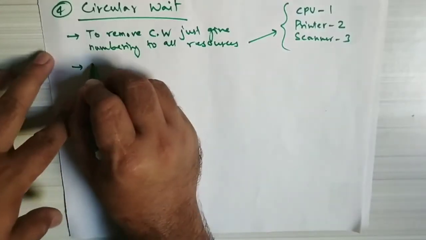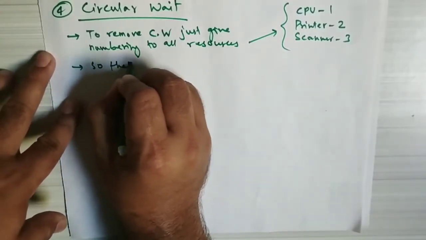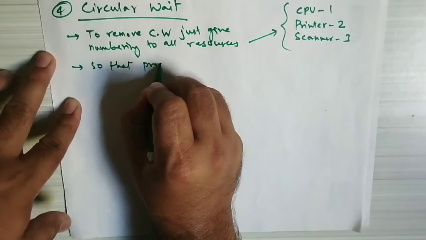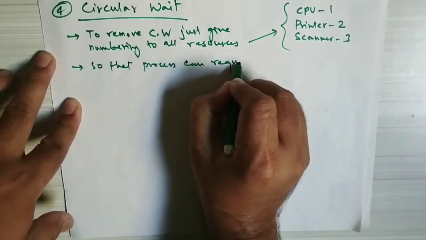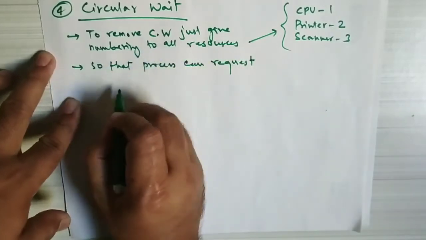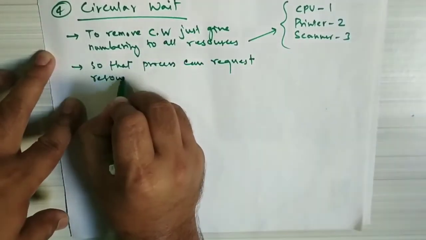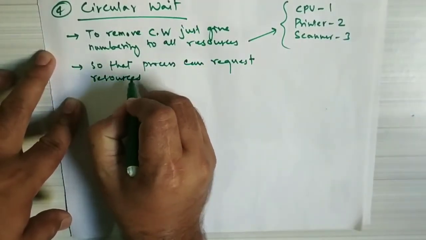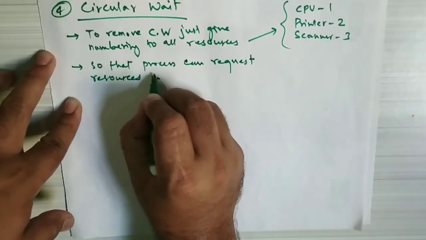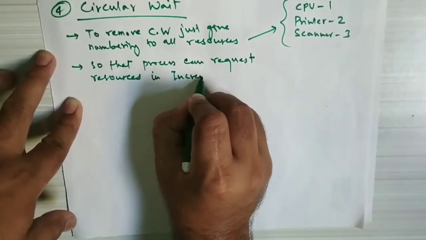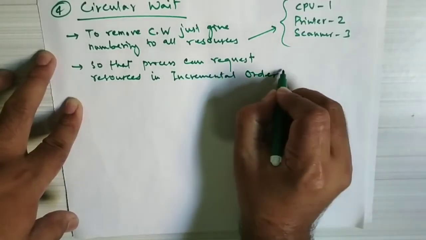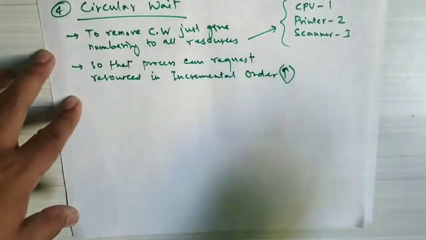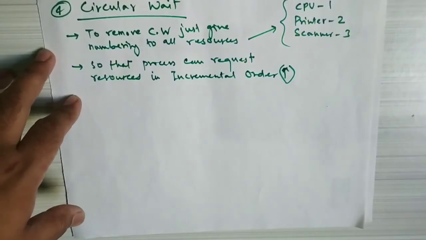So that a process can request resources in incremental order, that is, in upward direction. Now we'll understand how we can make it.